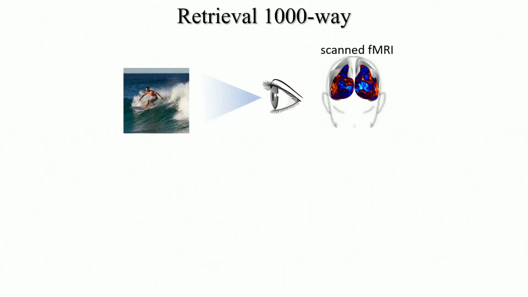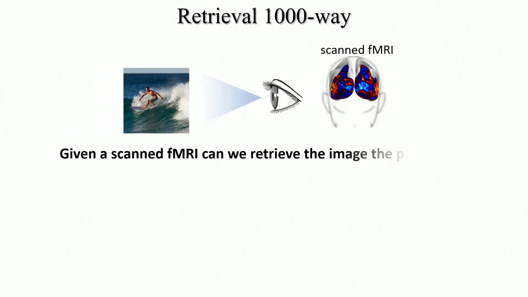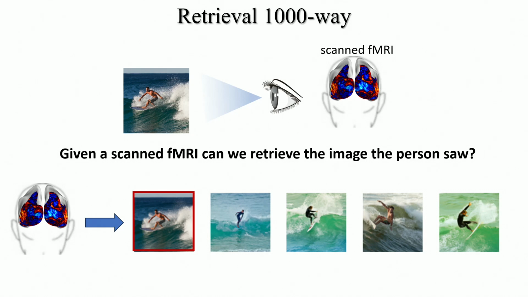Let me show you one interesting visual evaluation. Given a measured fMRI response, can we retrieve the image the subject actually saw? The answer is yes. We can use our encoder to find the image that best matches the measured fMRI. Here, we see the top 5 retrieved images out of a set of 1,000 images.